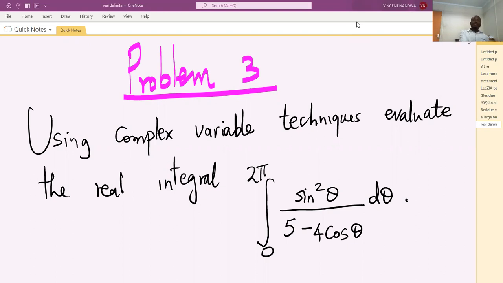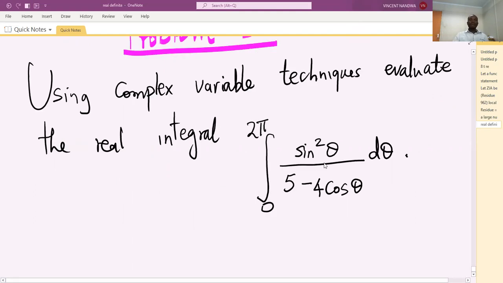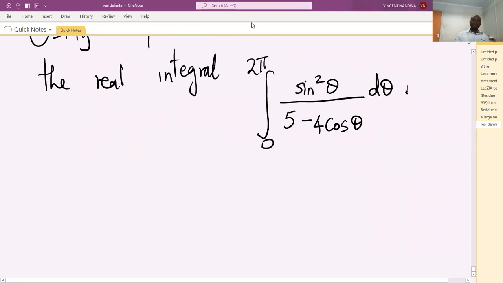So using complex variables, evaluate the real integral, this problem here. So the first thing is to convert the integral into the variable z. So solution.